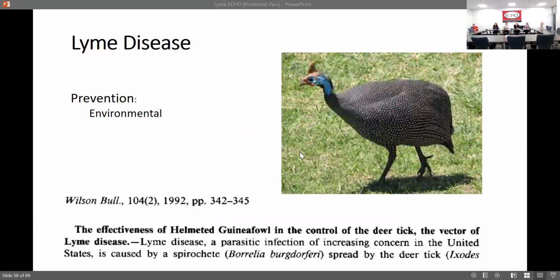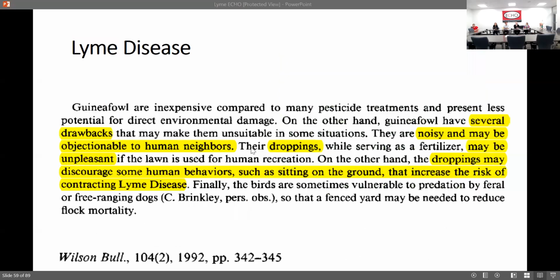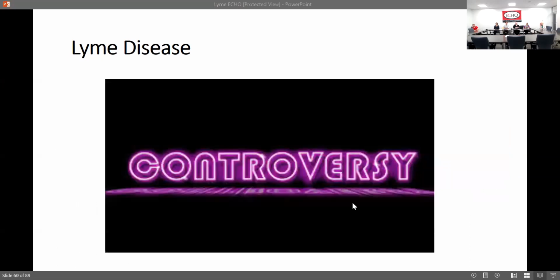And by the way, I just love these things. I literally tell my patients, go get some guineas. Go buy guineas. The other thing you can buy is possums, but I don't know how to buy possums. So you can buy guineas. And this is an awesome trial. If anybody wants to read this, it's the best thing ever. They had a yard with guineas and a yard without guineas, and this was the conclusion some smart doctor wrote. I love this. Several drawbacks: noisy and maybe objectionable to human neighbors. Their droppings may be unpleasant. I don't know many creatures that's not a truism for. It says, on the other hand, droppings may discourage humans from sitting on the ground. See, if I got to write papers like this, I'd probably be an assistant professor by now. But anyway, I've told my patients to get some guineas and stuff like that.